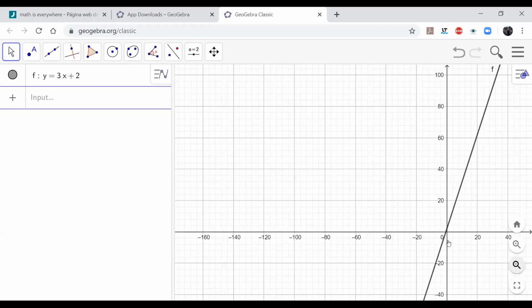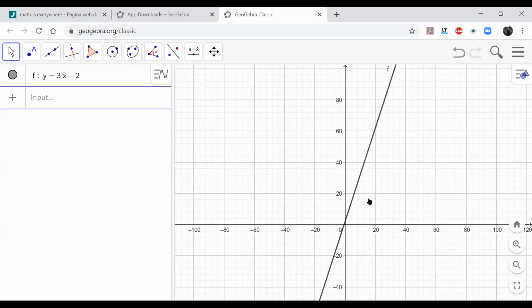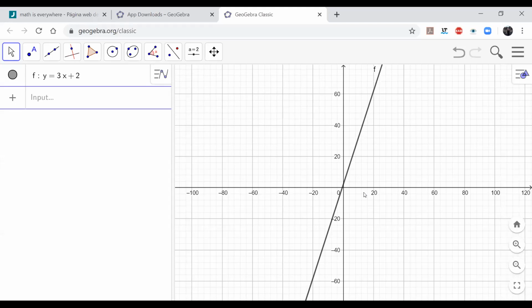The lines are infinite. They're infinite. I'm experimenting with it. Yes?